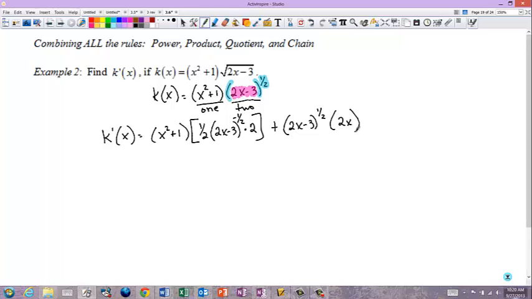I do not feel the need to simplify that. No. Well, might as well. K prime of x. The 2's would cancel here. And really, you need to recognize that this negative 1/2 moves to the bottom and becomes a square root. So this is x squared plus 1 over the square root of 2x minus 3 plus 2x times the square root of 2x minus 3. No need to go further. That's good enough.